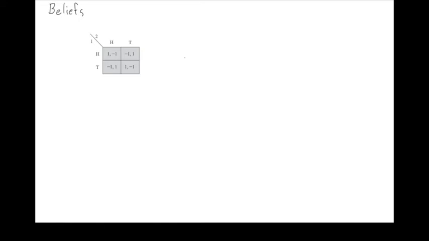Let's have a look at this very simple two-player normal form game. The two players each have two possible actions or strategies that they can use. They could either play heads or they can play tails. This is called the matching pennies game.